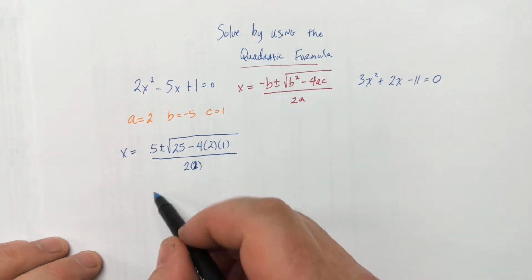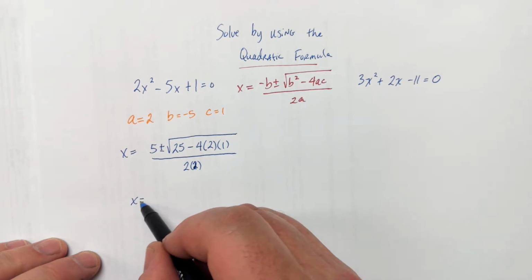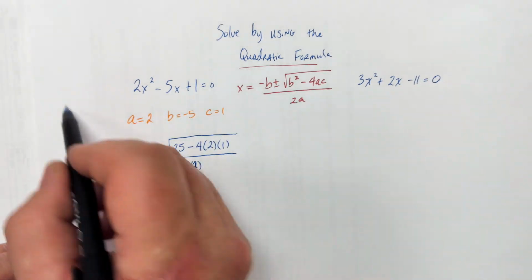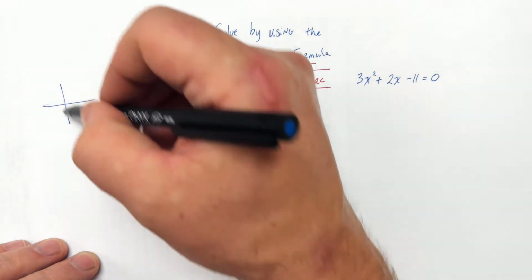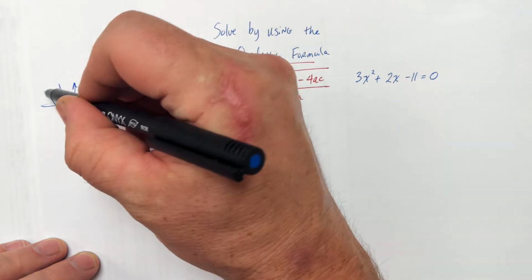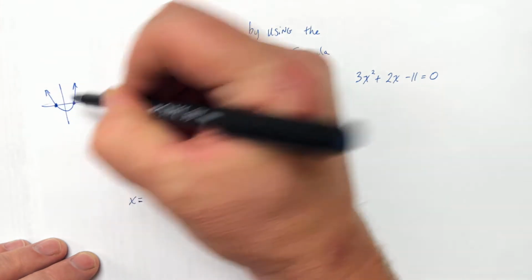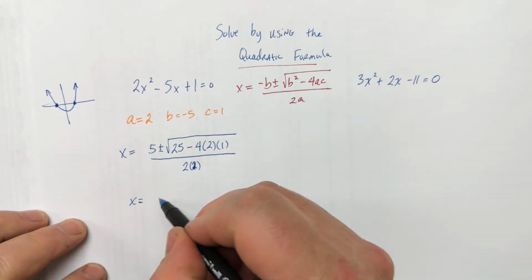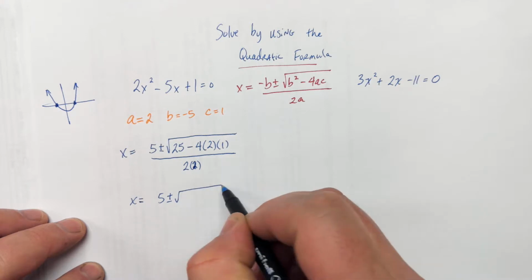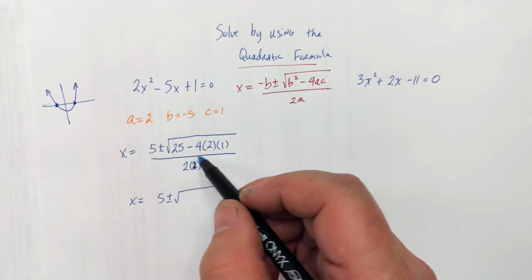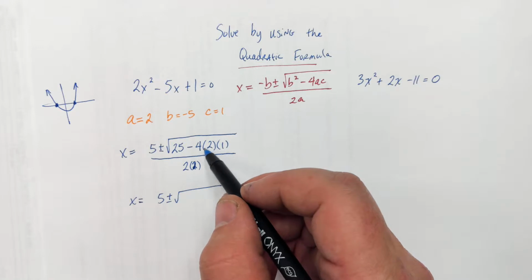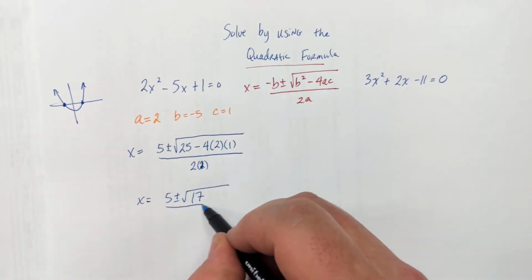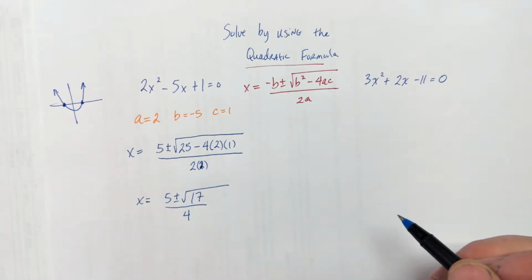Now let's simplify this a little bit. We're solving for x. Literally, this formula solves for x. And just in case you forgot, you're going to graph these eventually, and you're going to have 2 x-intercepts, or 1, or none, and this is how you find them. 5 plus or minus the square root of 25 minus 8. Isn't that 8? It's 25 minus 8, 17? 17 divided by 4. That good?